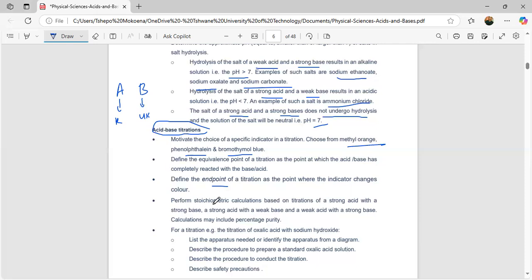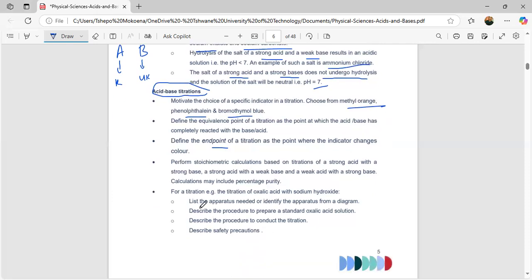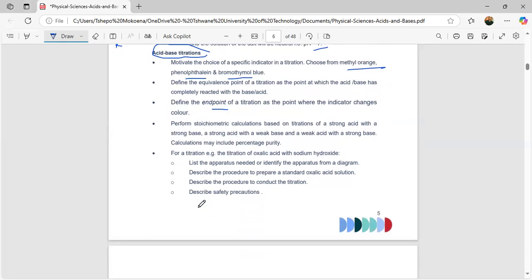Right. Then this is where you're going to perform the stoichiometric calculations. We will see all of this. Okay. All right. And then again, we should be able to know how to list the apparatus needed or identify the apparatus from a diagram.